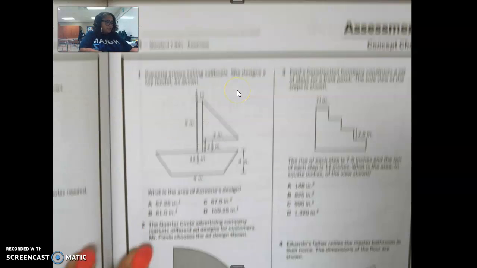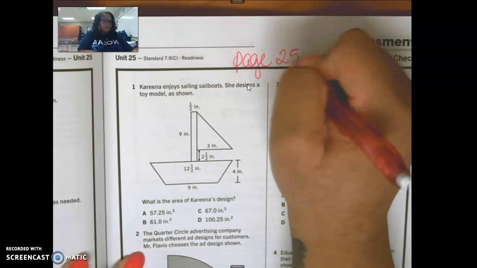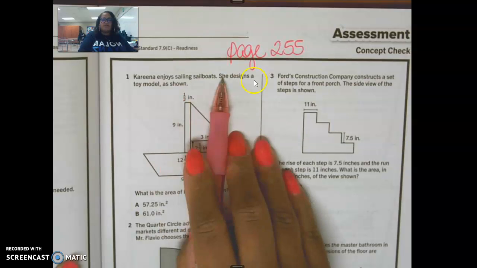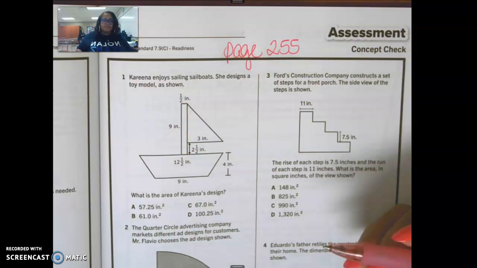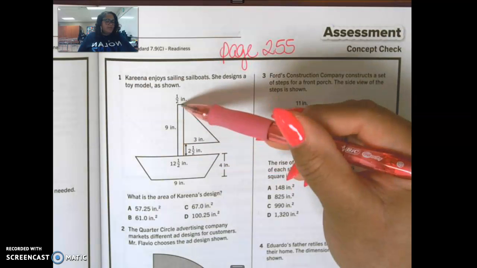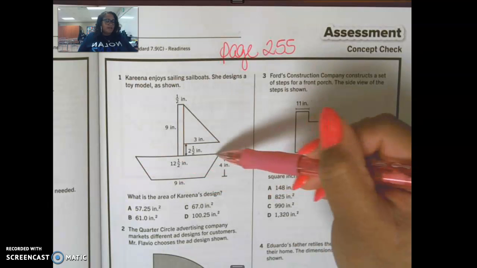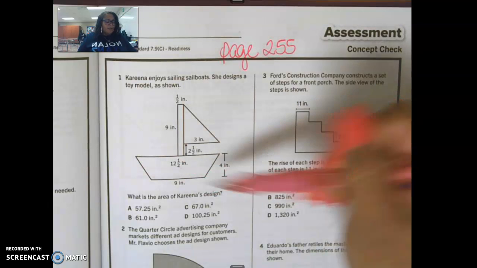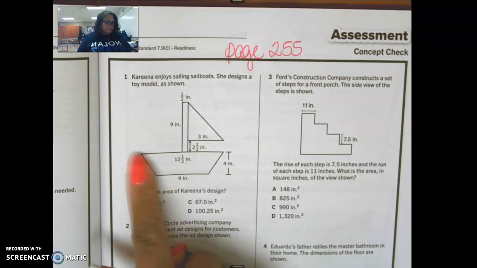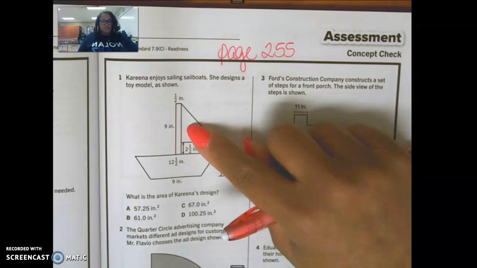Okay, so page 255 is where we are here. It says Karina enjoys sailing sailboats. She designs a toy model as shown. So these little pieces are either addition or subtraction to the other pieces that are near it. They want to know what the area of Karina's design is. So this down here is a trapezoid, this is a rectangle, and this is a triangle.